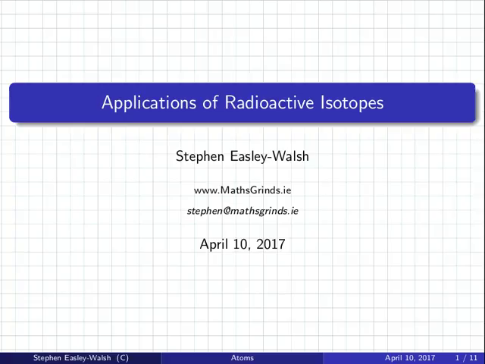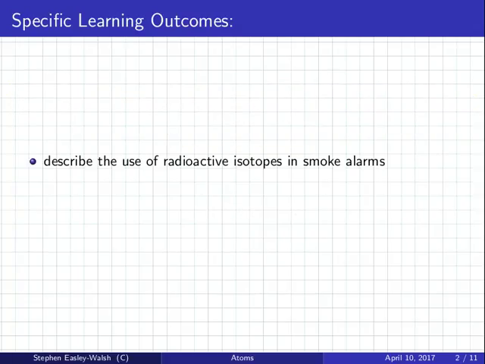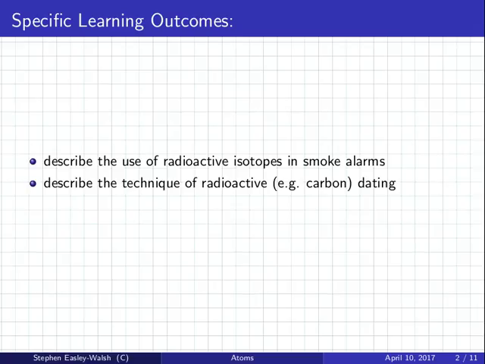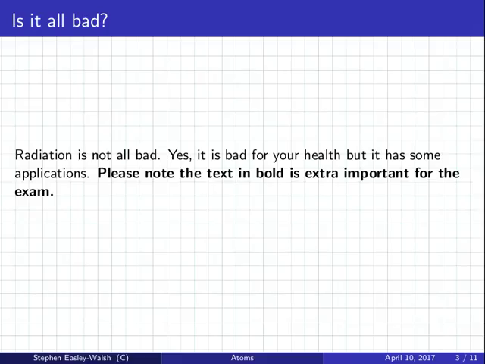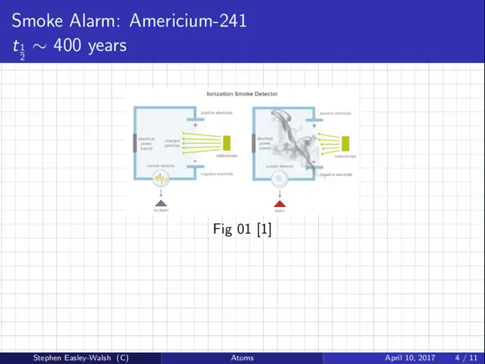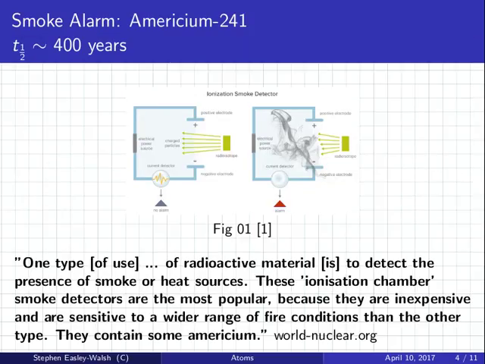Right, application of radioactive isotopes. So this lesson is all just about how we can actually use radiation for good instead of evil. The first thing to say is radiation is not all bad. Yes, it's bad for your health, but it has some useful applications. Please note the ones in bold are extra important for the exam, which is the first one here, the smoke alarm. You don't need to write this text down, it's the picture I really care about explaining here. So, smoke alarm, there's one up there, okay?